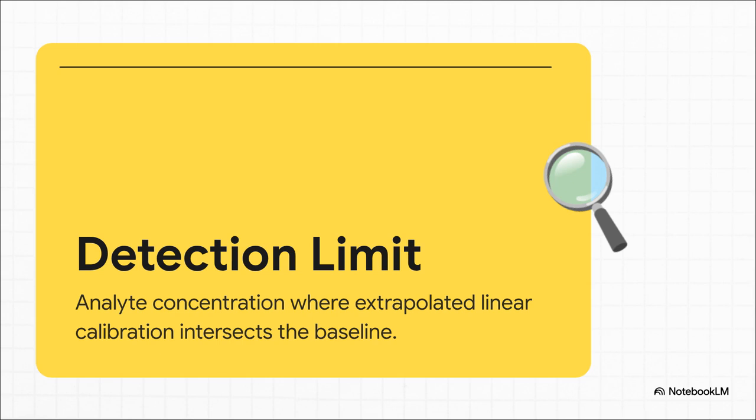Think of that elite athlete again, tensed up at the starting line. The detection limit is simply their ability to react to the absolute smallest, quietest possible sound of the starting gun. It's the lowest possible concentration of a substance that the sensor can confidently distinguish from just a zero baseline reading.